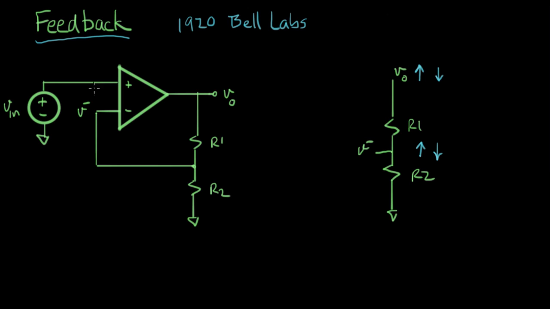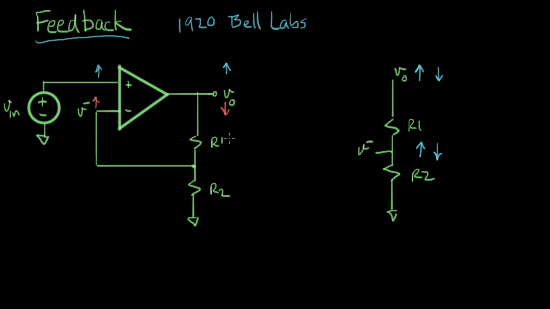So we go around here now, and let's look at what happens on this path. If V in goes up, then we know that V out goes up. If V minus goes up, then V out goes down. That's the inverting path. So there's one inversion in this circuit, and it happens right here where V minus goes to V out. So that's where the inversion is.